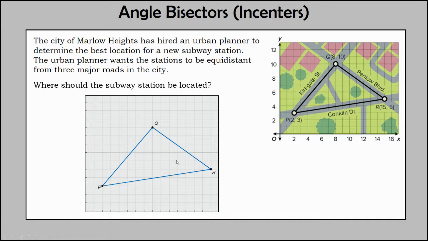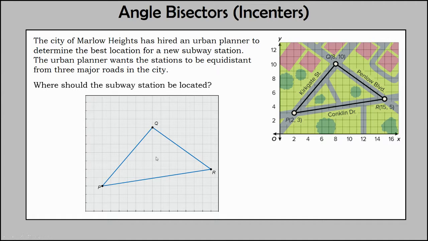You need to locate the subway station somewhere inside this triangle. I just superimpose it over here inside the triangle so that the distance from the subway station to PR, subway station to QR, subway station to PQ is all the same. Now, this is not what we did yesterday. Yesterday is when we found a point that was an equal distance from the vertices. Okay, that's a circumcenter. Today, we're finding a point in here that is an equal distance from the sides.